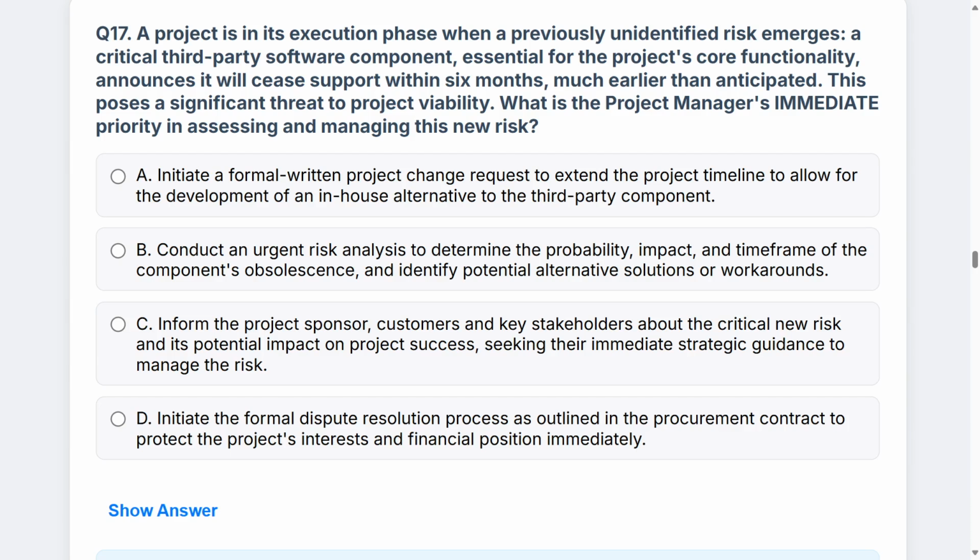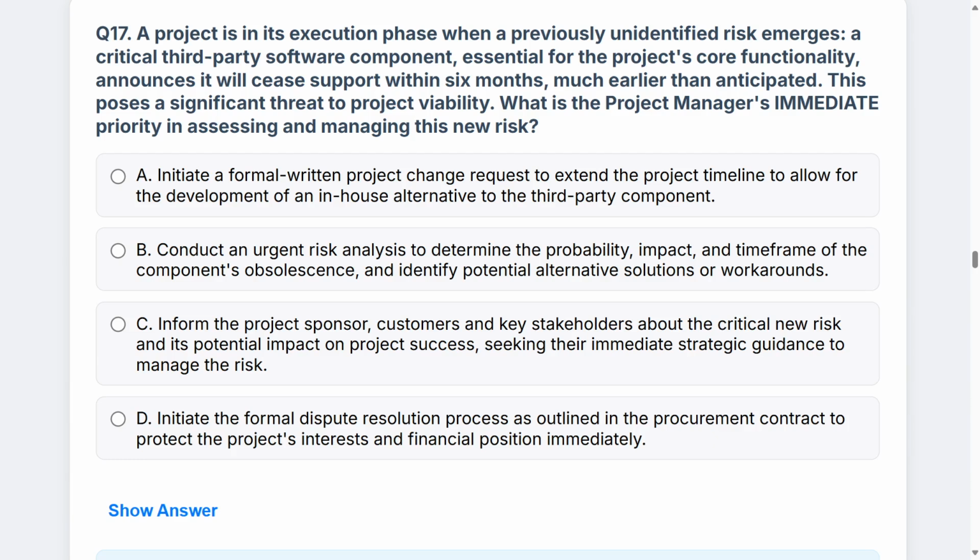Is it A, initiate a formal written project change request to extend the project timeline to allow for the development of an in-house alternative to the third-party component? Is it B, conduct an urgent risk analysis to determine the probability, impact, and time frame of the component's obsolescence and identify potential alternative solutions or workarounds?